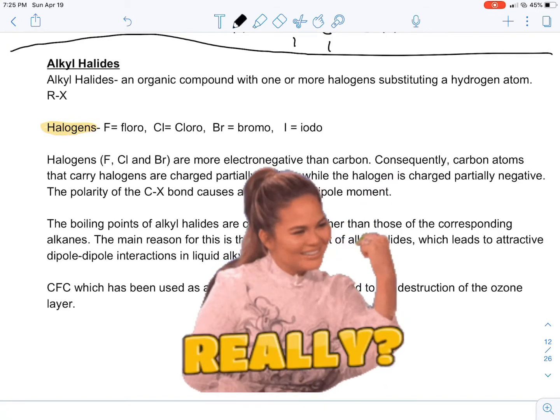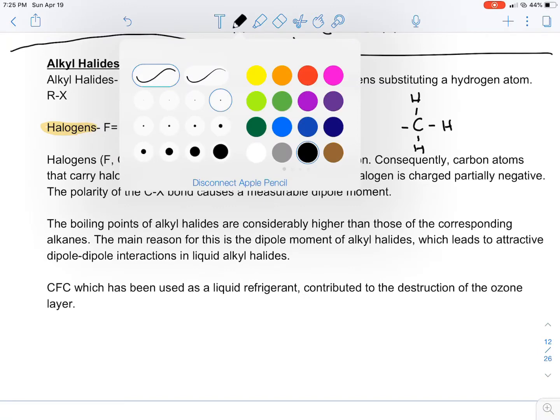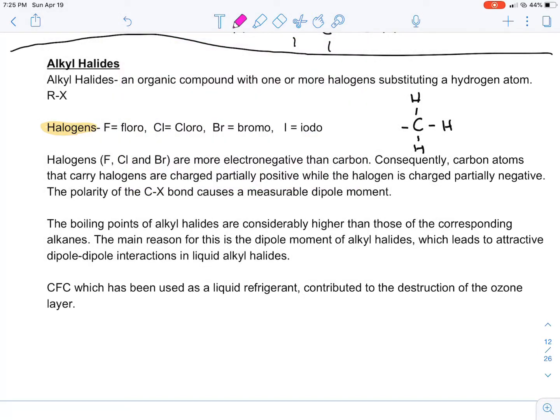So say we have a methane, right? And we take one of those hydrogens away and substitute it with one of our halogens. So fluorine, chlorine, bromine, iodine, right? We'll put a Cl on there, right? And that is an alkyl halide. And that's it. It's a very stable compound.